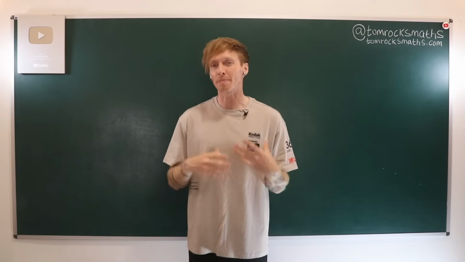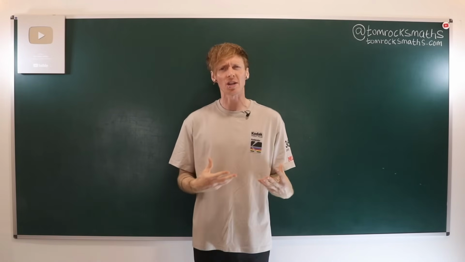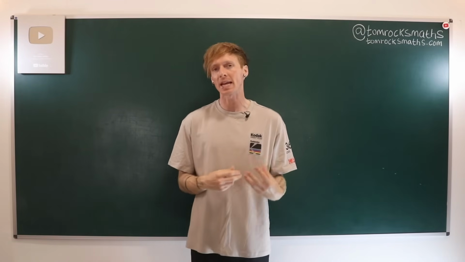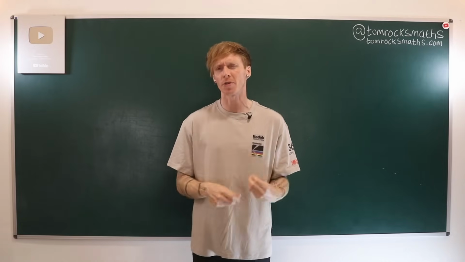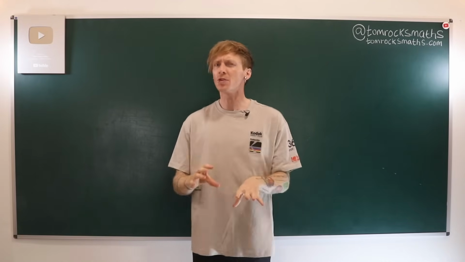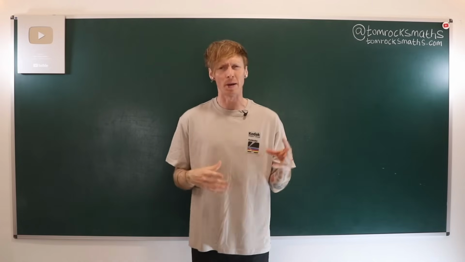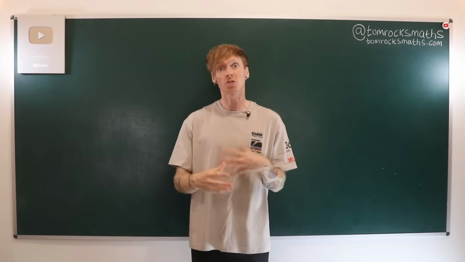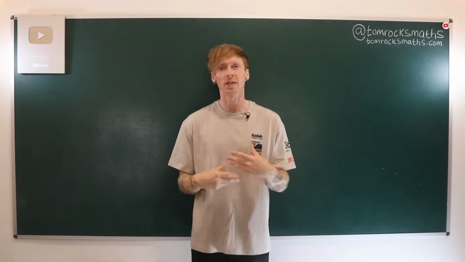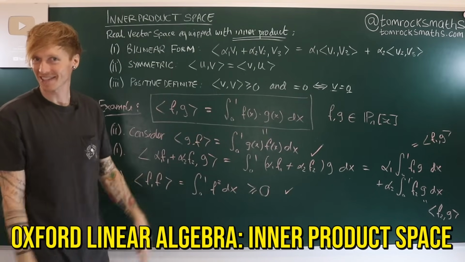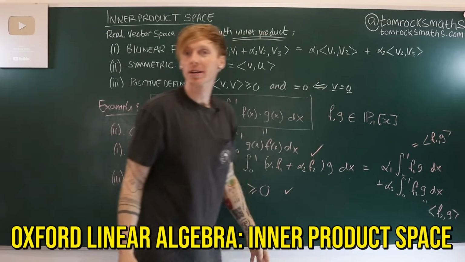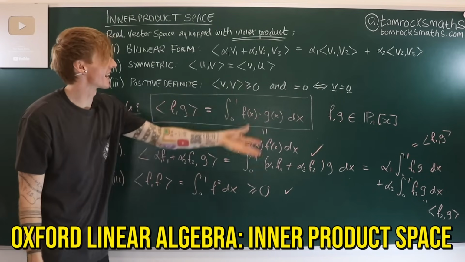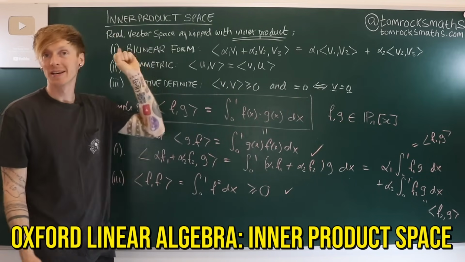The Gram-Schmidt process is a procedure that you can follow to obtain an orthonormal set of vectors within an inner product space. If you do not understand either or both of these terms, then I strongly recommend going back to the last video in the Oxford Linear Algebra series where we looked at inner products, as you are going to need to be familiar with them in order to follow what we'll be discussing here.